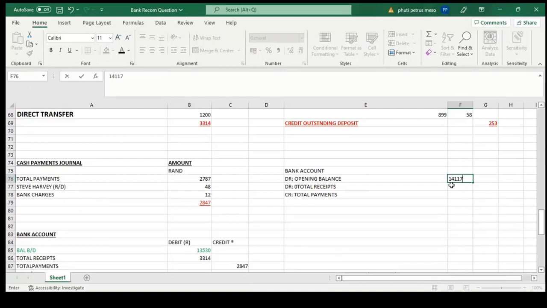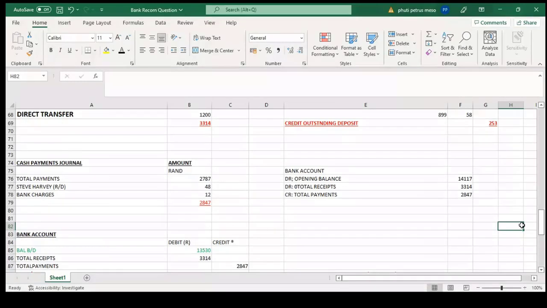And the total receipts, how much is the total receipts? We've got 3314, right? 3314, yeah. Okay. Total payments? 2847. Total payments is 2847, right? Yeah. Okay, so that's actually a credit. So what you would do, you will say 14117 plus 3314, and then you, my Excel is not that good. I'm scared of putting the brackets because it might show me a different figure. Guide you through, say 14117 plus 3314 plus 2847. Okay, my apologies. It's 14117, no, we minus the CPJ, sorry.